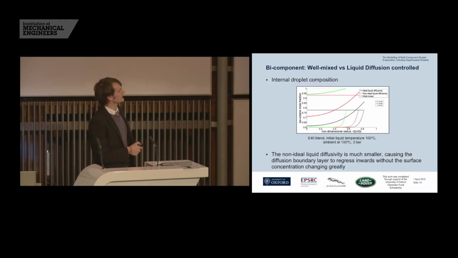If we reduce the mixing ability by including the correction factor for the non-ideality, we initially develop a boundary layer in composition, but then that rapidly stagnates due to the reduction in mixing ability, and the surface composition doesn't really change much throughout the droplet lifetime.